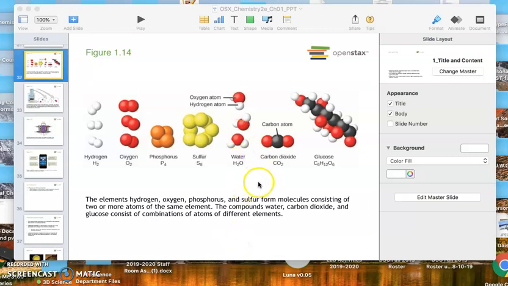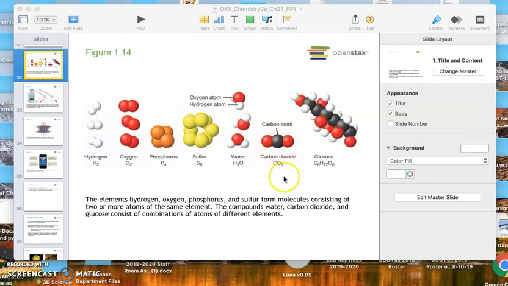So here we can see water composed of one atom of oxygen and two atoms of hydrogen, and of course water is a compound, whereas previously all of these examples here are single elements. Here's our first compound, H2O, water. Carbon dioxide, CO2, has one atom of carbon and two atoms of oxygen to form the compound carbon dioxide.